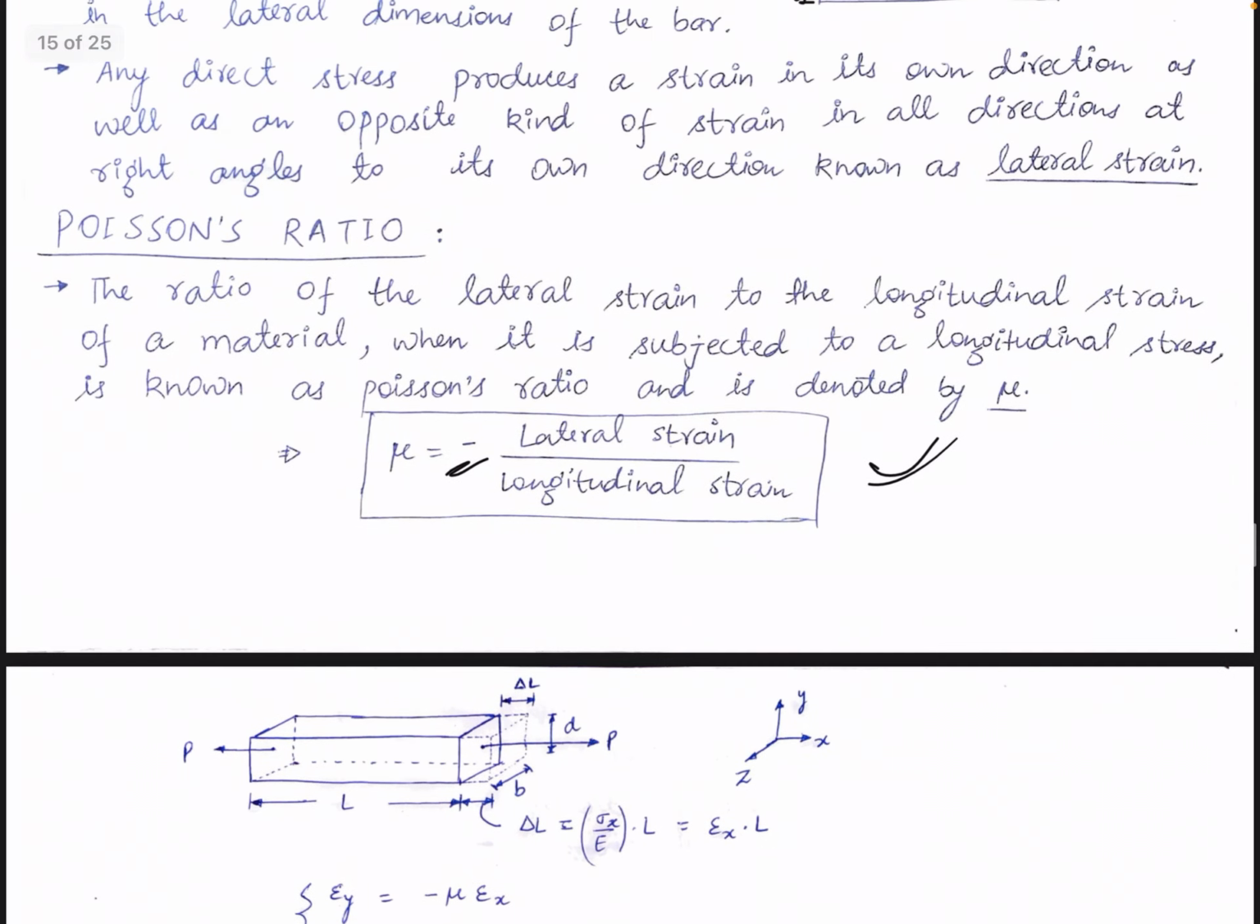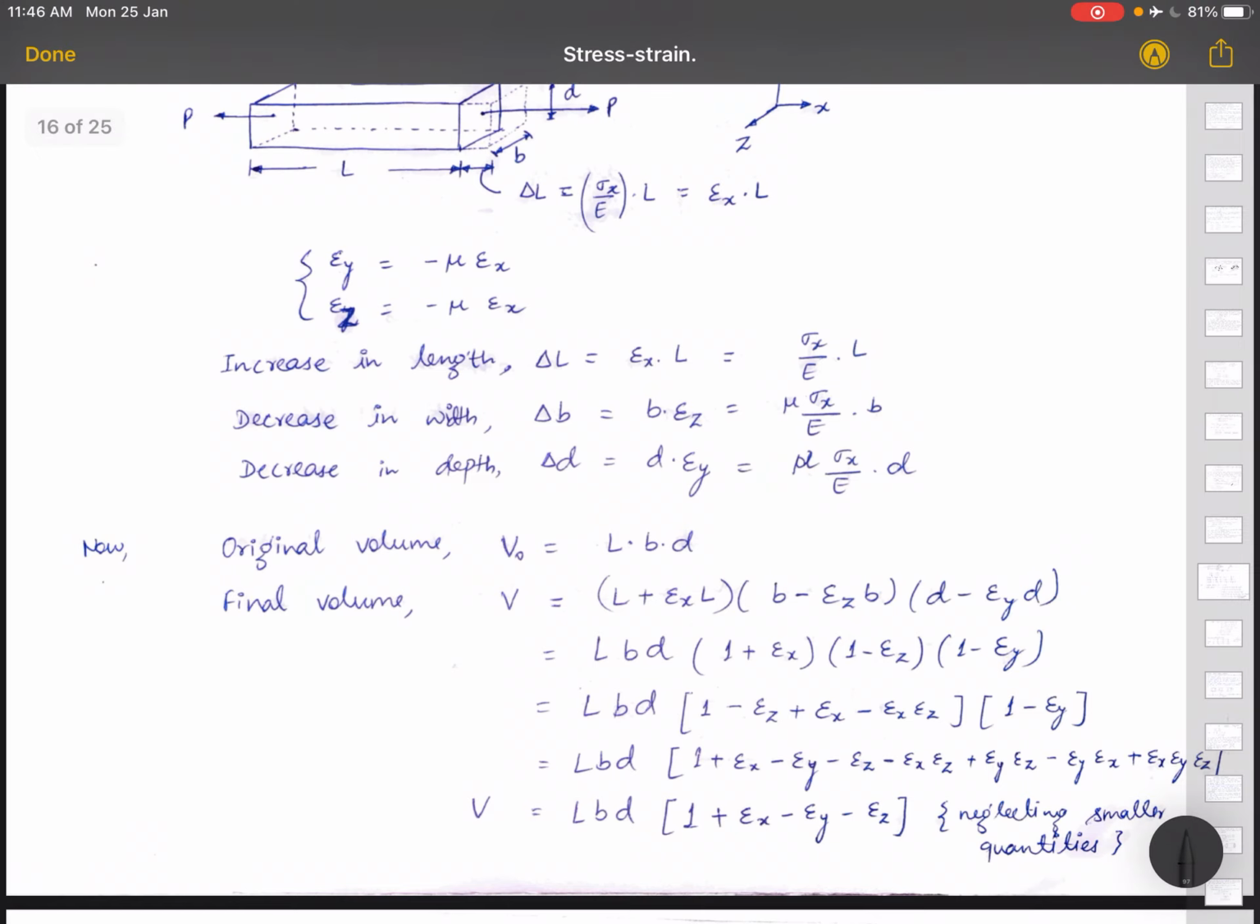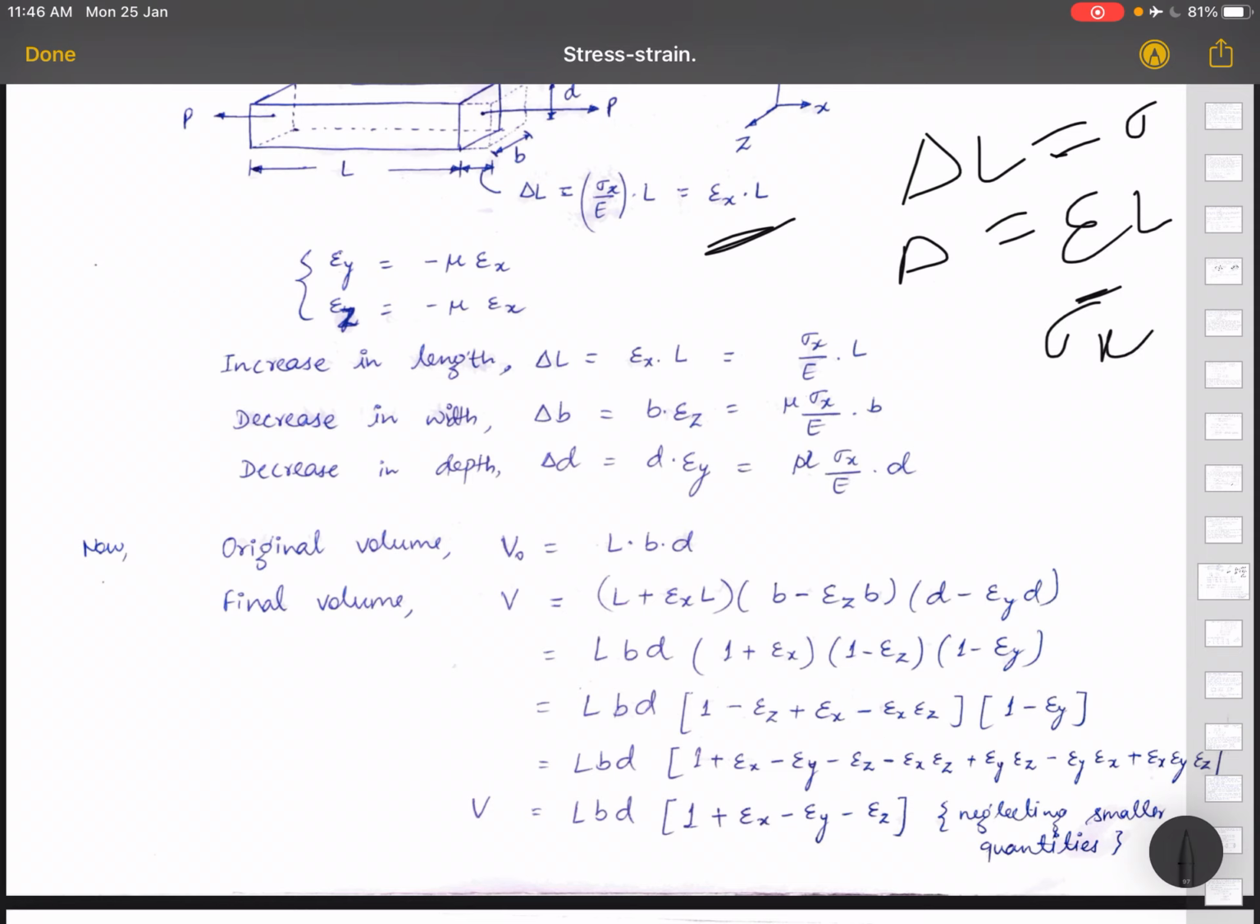Here you can see there is a force P which is acting along the x direction. So in the x direction there will be an increase. Delta L is what? Delta L is epsilon into L. What is this epsilon? This is sigma x upon E in the x direction.